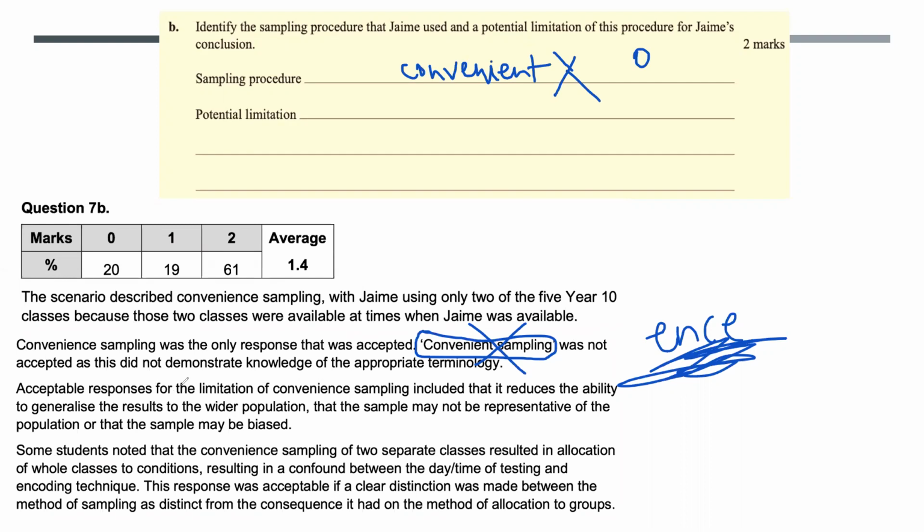Yeah, and then there are acceptable responses in terms of the limitation. We talked about the inability to generalize results to the population. You could even say that the sample was not representative, and so it might be a biased sample. Okay, so that's the basic idea, and that's the VCA assessors report for that.